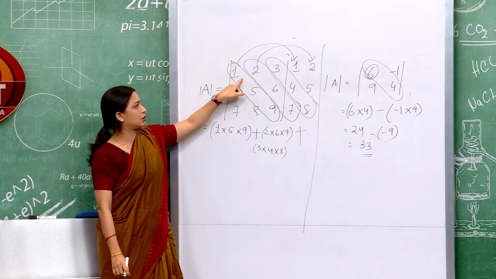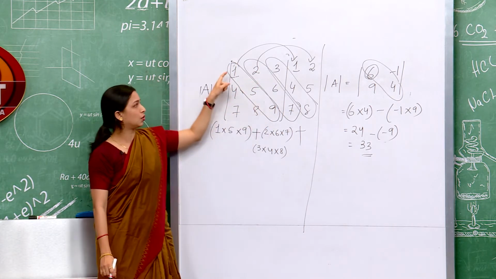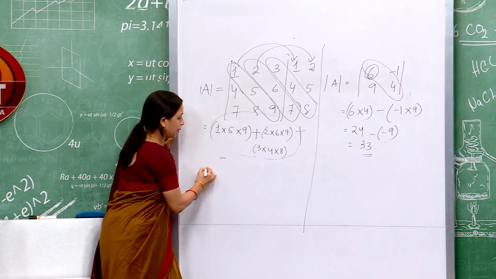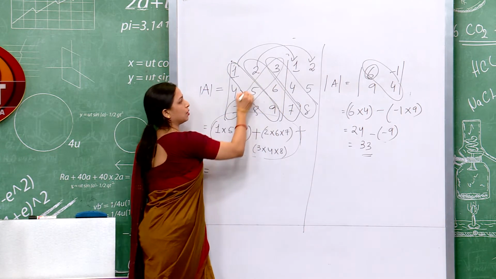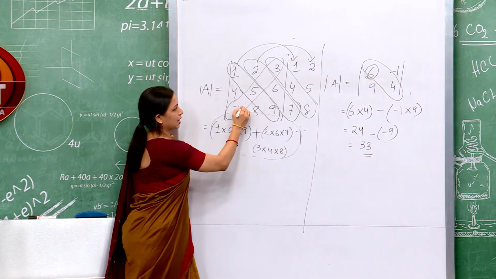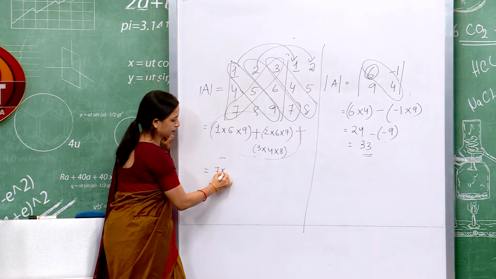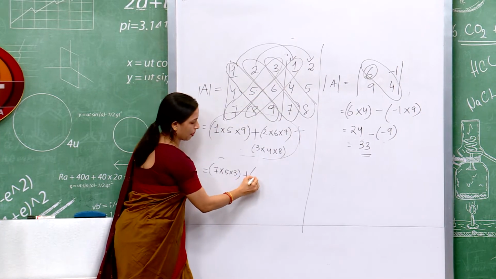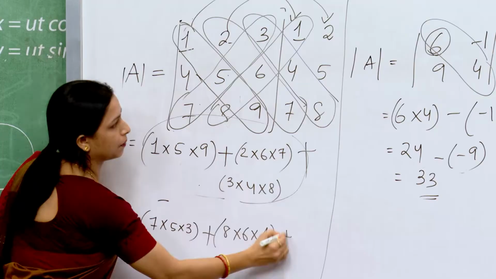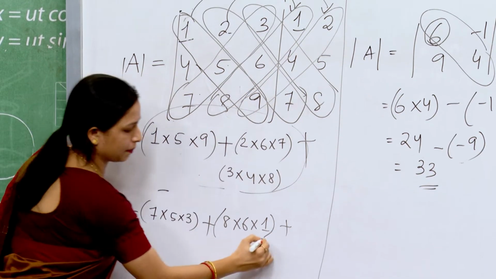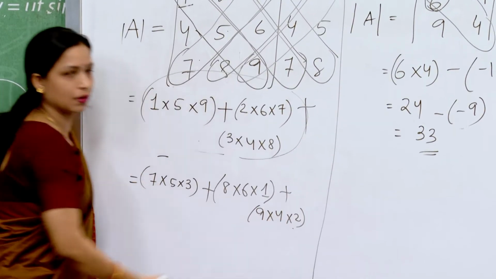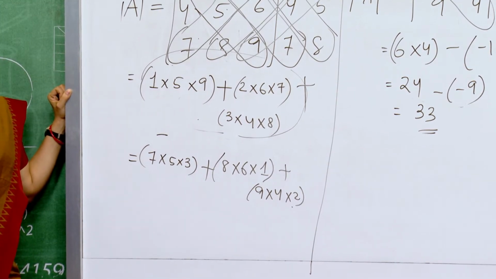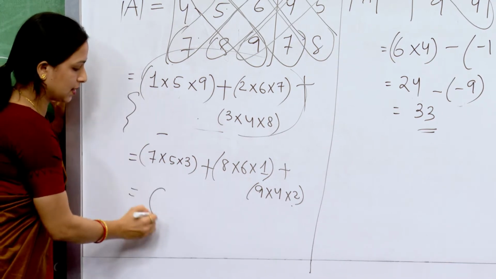So what did we do? We took the product of the 3 parallel diagonals going downwards, right? Now we add it up and from it we subtract the product of the upwards diagonals, right? Upward diagonals. So starting with 7 into 5 into 3 plus 8, 6, 1 plus 9, 4, 2, right? So we add this product, and from it we subtract the product of the opposite upwards diagonals, right? And whatever answer we get, that is the determinant value.